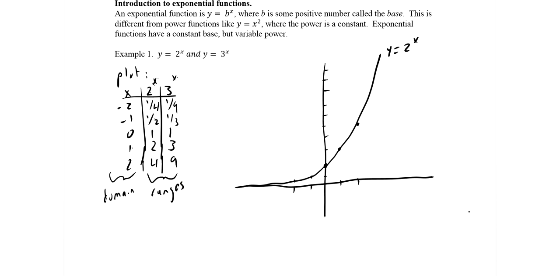3 to the x is the same. We'll do that one in red just to differentiate between the two. So when x equals 2, y equals 9 for 3 to the x. So that's way up here. And then 3 when x equals 1. Like y equals 2 to the x, it goes through 0, 1. And then 1/3, which is a little bit less than 1/2, and 1/9, which is even less. So to the right, y equals 3 to the x goes up high like that, and then underneath for negative numbers.